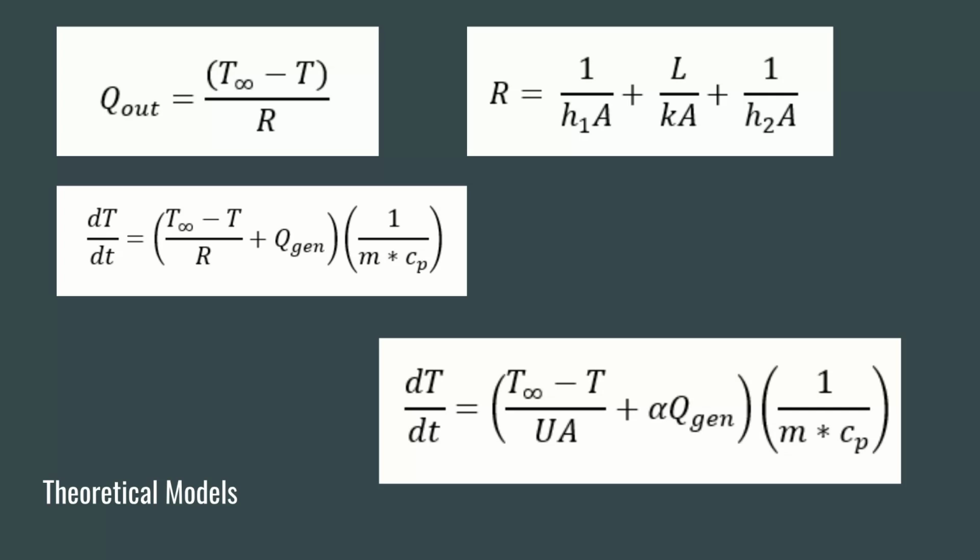Here are some of the equations we used to develop the theoretical model for this system. We began with a basic energy balance and used a resistance term for the heat transfer that included convection on both the inside and outside of the container, as well as conduction through the walls of the container. We eventually developed this transient model here, and then simplified the model with a UA term and an alpha term to make it simpler to actually model with our code.